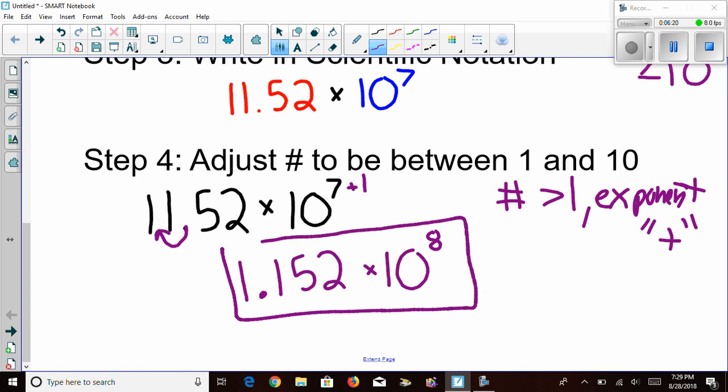And that is how we multiply using scientific notation. We used an old skill of multiplying decimals and a new skill of how do I multiply powers, in this case, powers of 10.